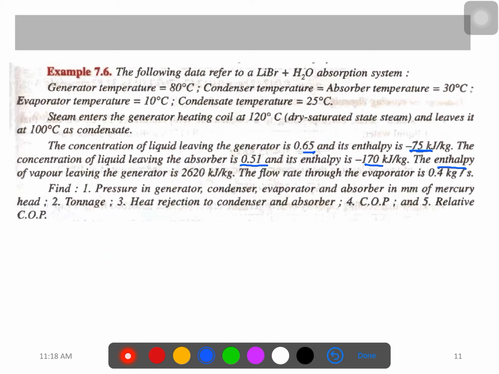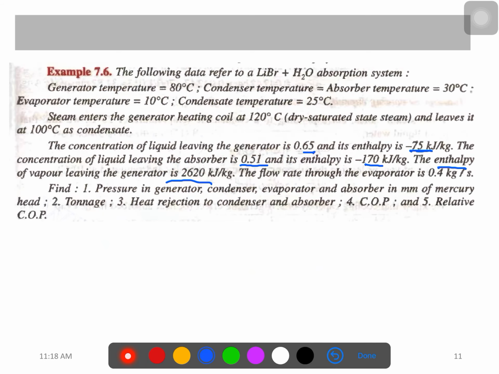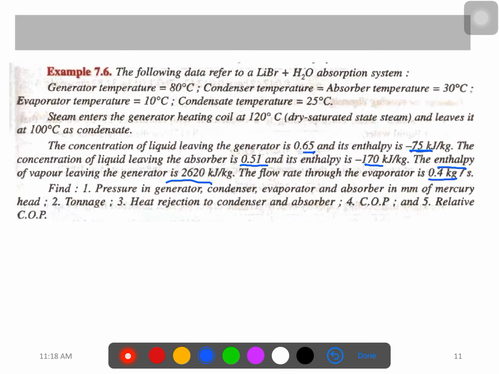Anything else? The enthalpy of vapor leaving the generator. For the vapors leaving here, the enthalpy given is 2620 kilojoule per kg. This enthalpy is also given to you. Anything else? Yes, the flow rate through the evaporator is given to you. This is the evaporator. The flow rate here is 0.4 kg per second. These things are given to you. Okay. So what is the first question?